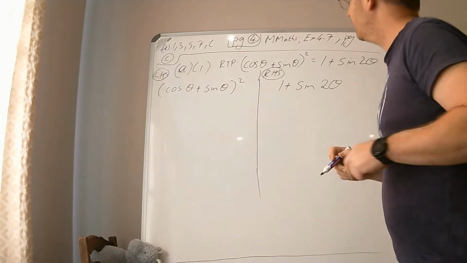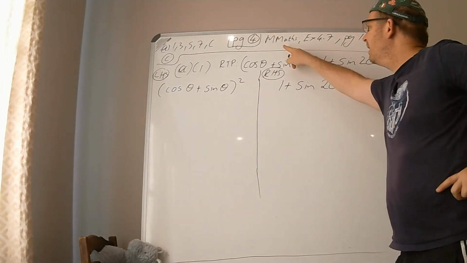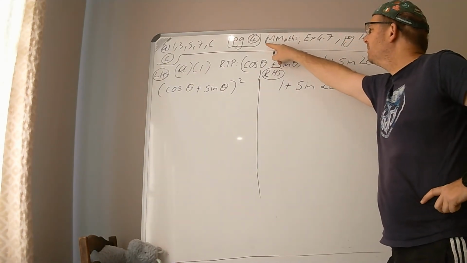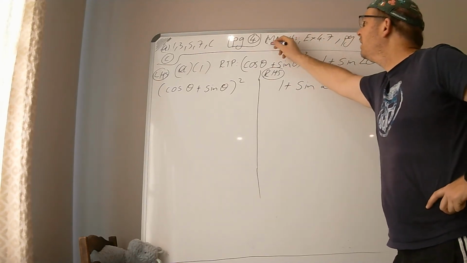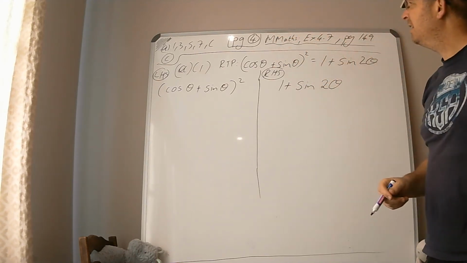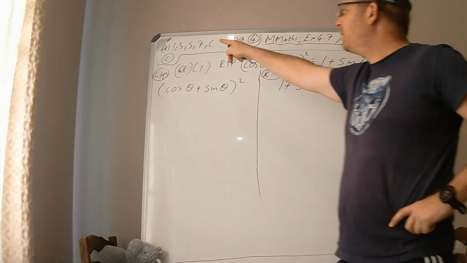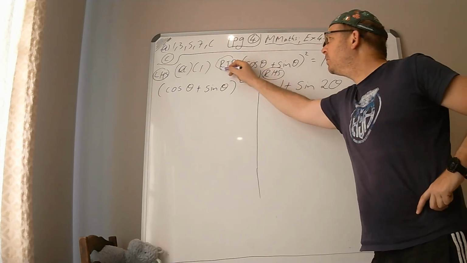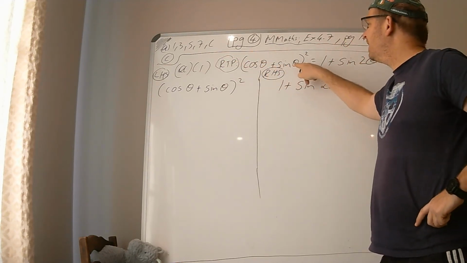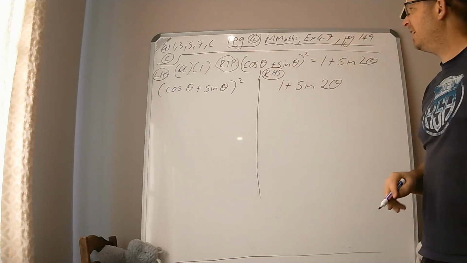Okay, right, we're moving on to the textbook. Page 4, Mindful Math, exercise 4.7, page 149. Okay, so go to that, please. We're going to be doing A, 1, 3, 5, 7, and 9, and C. A1 says: required to prove (cos theta plus sine theta) squared is equal to 1 plus sine 2 theta.